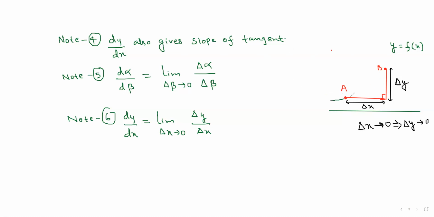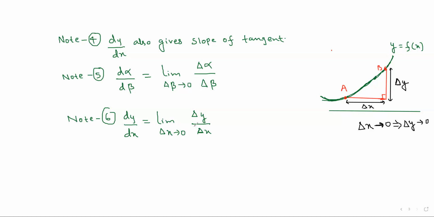One minute. Very difficult to make correct. Okay, so this is clear to me. So I think delta x tending to 0, so delta y tending to 0. I think this is clear to all. So whenever delta x tends to 0, delta y also tends to 0.